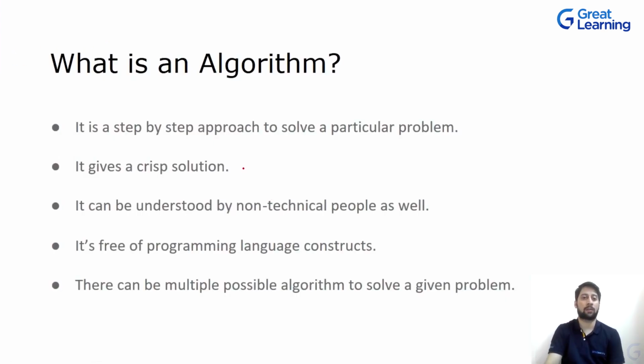Let's try to understand what an algorithm is. It is a step-by-step approach to solve a particular problem. If there is a problem, what are the things that you are going to take care of? The solution that you give should be crisp, right? It should be exactly what is required, right? If a problem is about swapping two numbers, you should be able to swap two numbers with the most efficient approach. And when you are writing an algorithm, it should be understood by a non-technical person, right? There should be no language dependency in your algorithm.